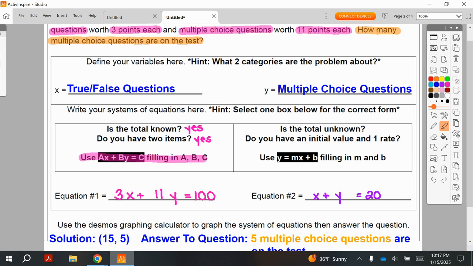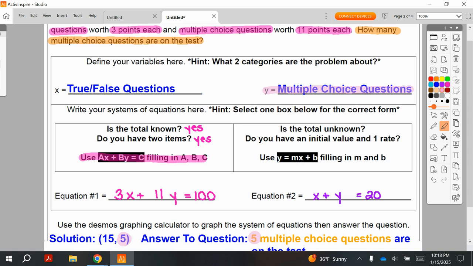But I can't forget this last step says to use the graphing calculator to graph the systems. That's what we just did. But then I have to answer the question that I was being asked in the problem. As you see, I highlighted above in orange. It states that how many multiple choice questions are on the test. That's actually what I need to answer. I need to think about which one is my multiple choice, and that's when I go to my x and y variables I decided in the beginning. I see that the multiple choice questions are my y. Therefore, that's why I'm choosing the number 5 to answer my question.